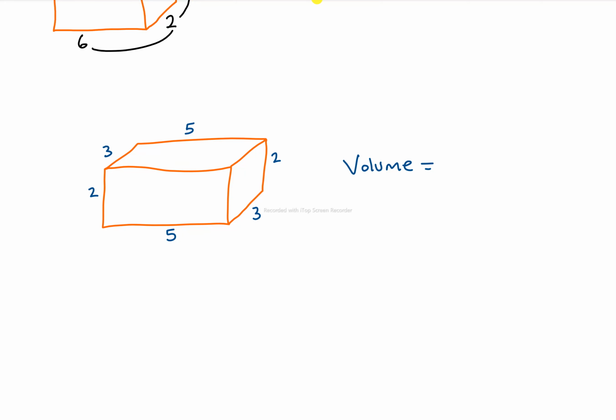Remember, you look for the 3 dimensions. So you've got 1, 2, and then the height. Now, look, they've given us the height here, haven't they? So we just transferred it to here. So it'll be 5 times 3 times 2. You can do them in any order. 15 times 2 is 30 meters cubed.